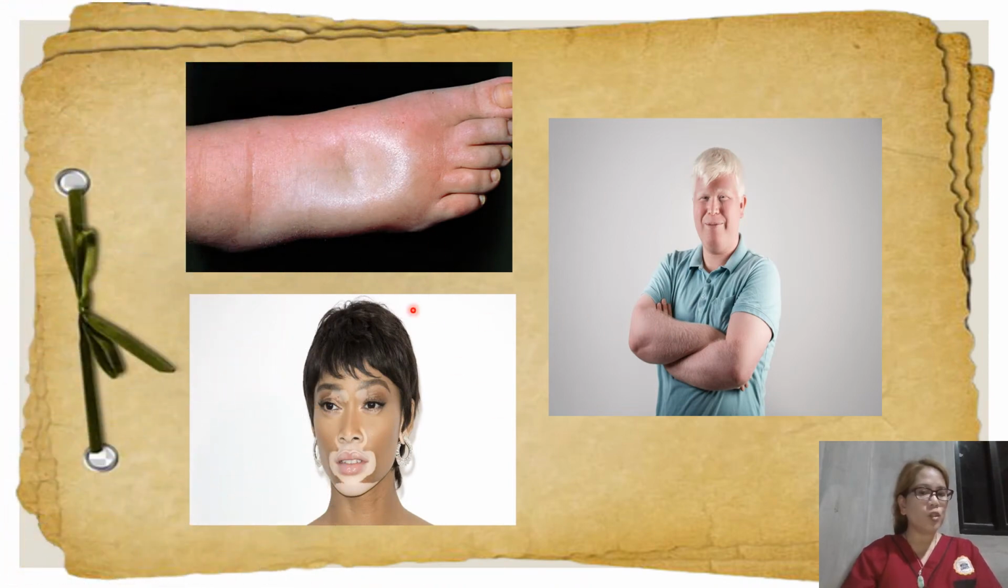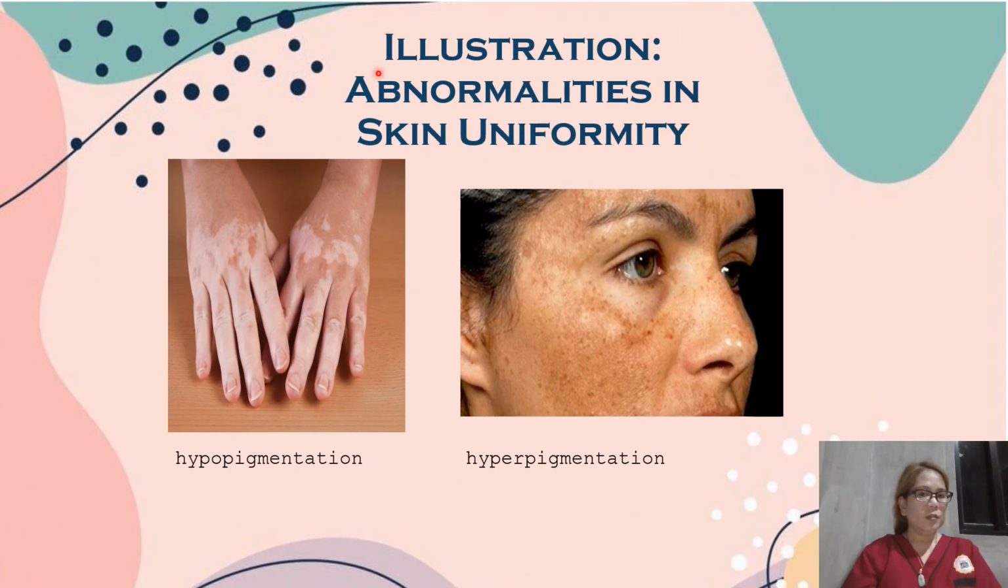Okay, this is another abnormality. No, ito yung edema. Yung example natin in the previous slides is vitiligo and albinism, the color of the hair. Okay, another illustrations of abnormalities in the skin uniformity is the hypopigmentation and the hyperpigmentation. So, ito may naging whitish, no? Ito yung vitiligo. Hyperpigmentation, ang dami ng mga pigments or freckles.